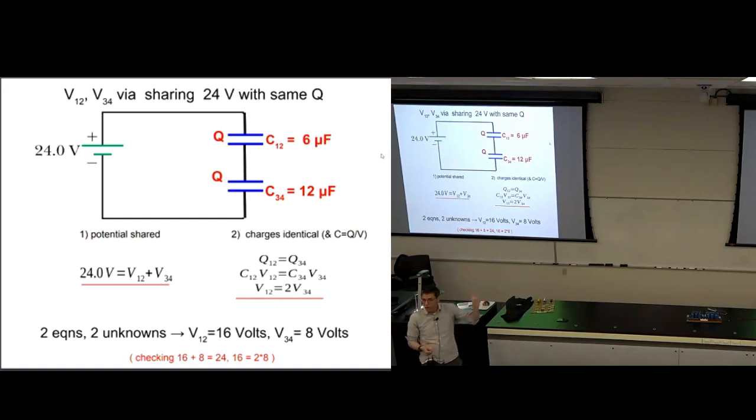I won't solve it, but on the next slide there are the charges on the plates, and that's easy to find now. Because you know the voltage across the four capacitors, and you know the capacitances of the capacitors, you can just use C equals Q over V to find the charges. I won't solve it because I want to turn to one last thing.